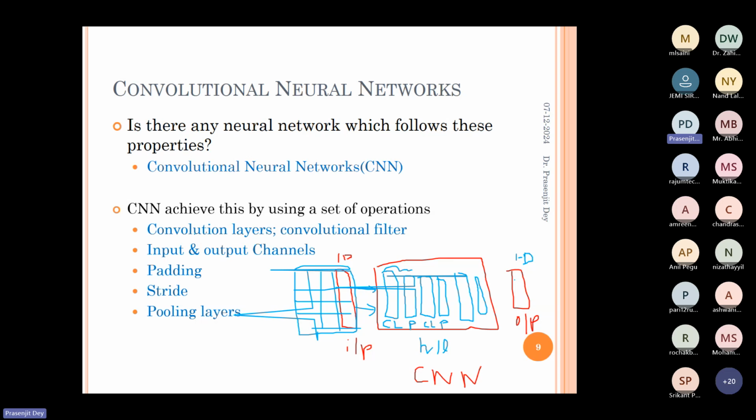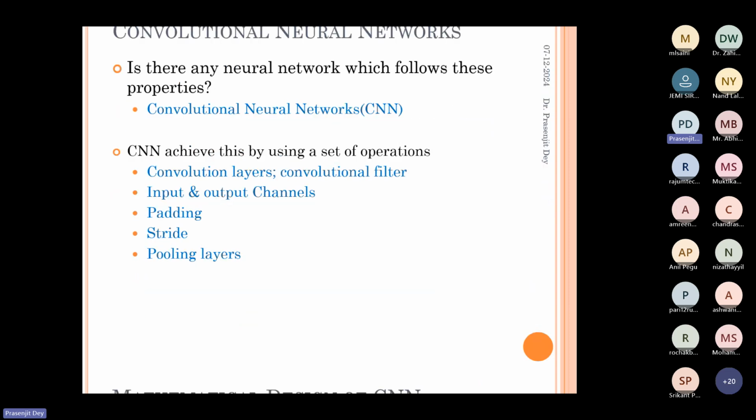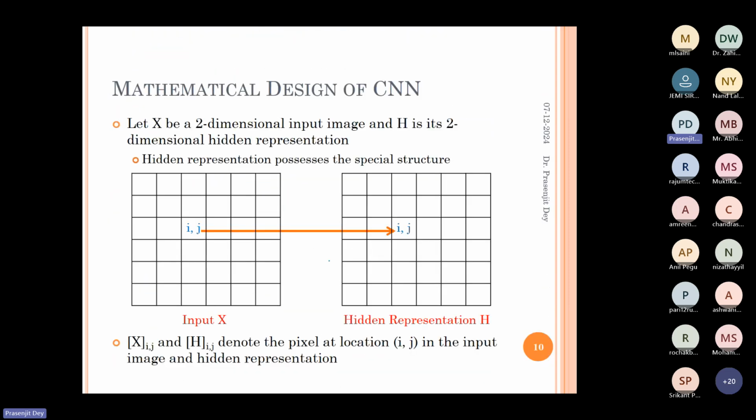That is the concept. So convolution layer, this one is the hidden layer, convolution layer. And why is it called convolution layer? Because it contains a convolution filter, which I am going to discuss. The concept of input and output channels I am also going to discuss very soon. Padding is related to convolution layer only. Stride is there. Pooling layer is the next layer. So after convolution layer, there is supposed to be a pooling layer. So let me discuss them one by one.